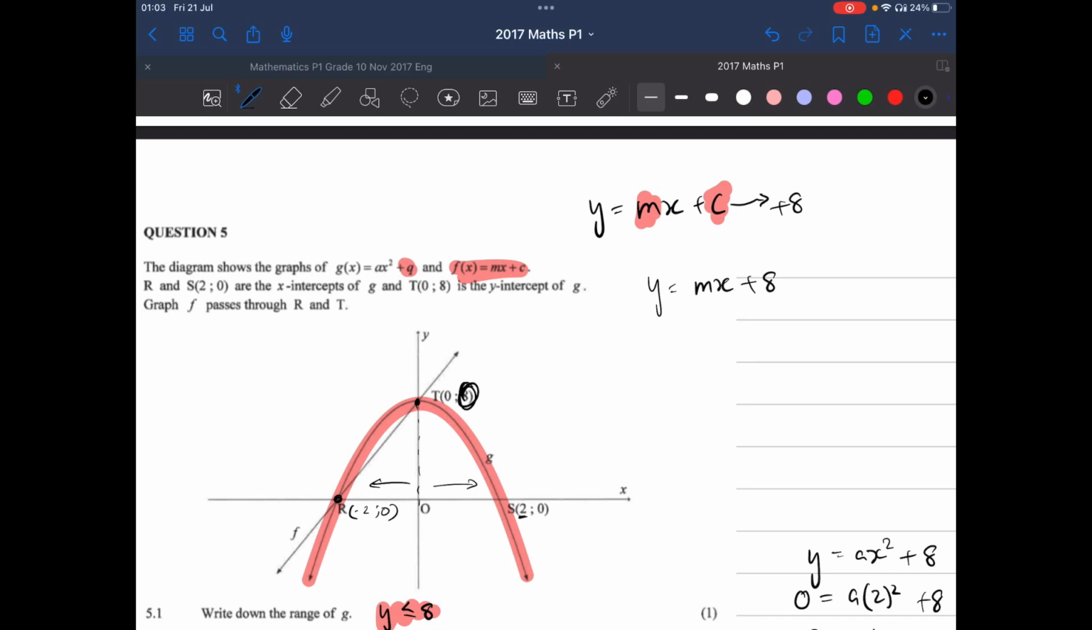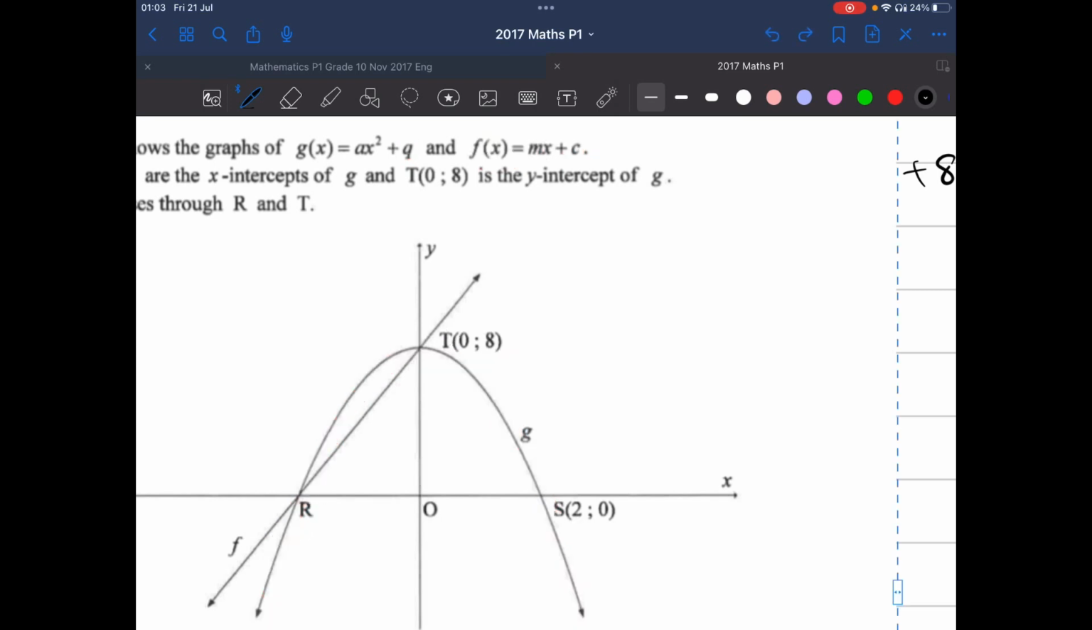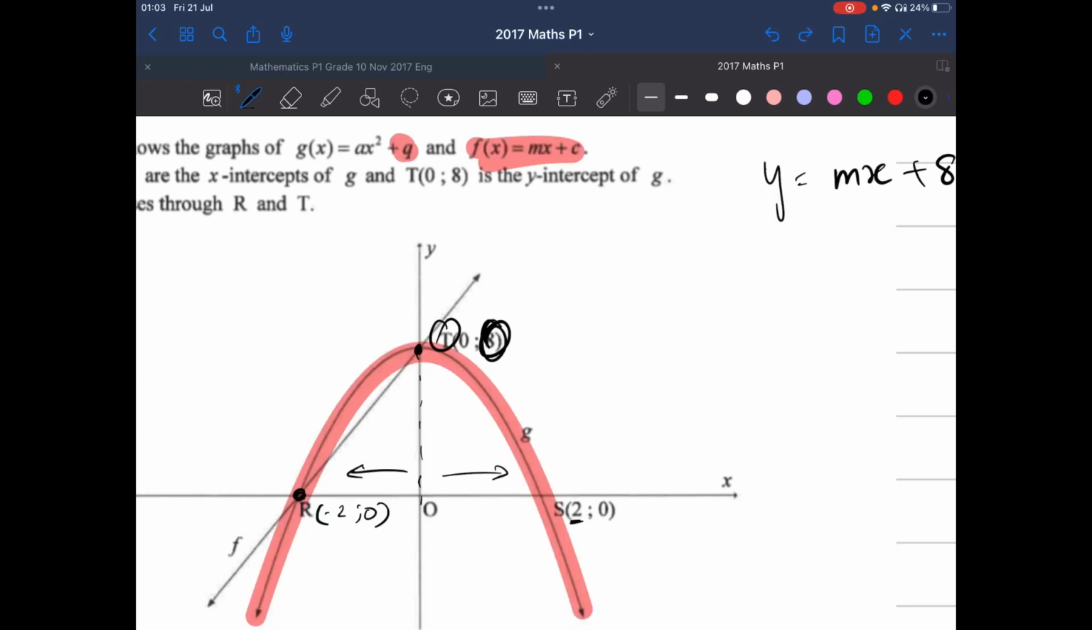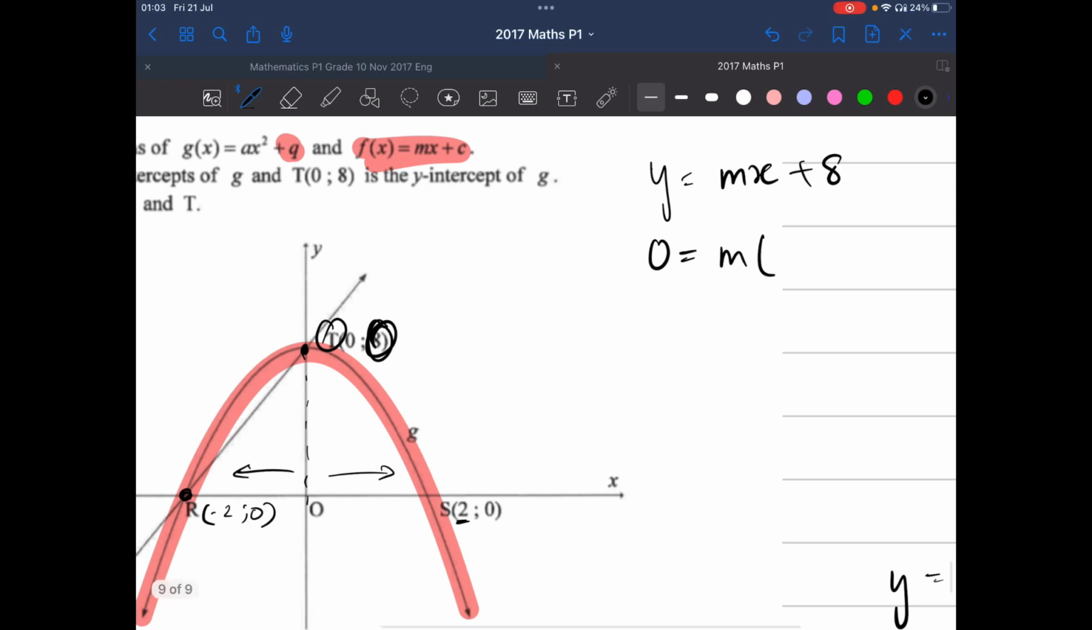Now let's take a point on the graph. Now again we have 2 points. We have this T and we have R. Let's call it R. Okay, so I'm going to do the exact same procedure as earlier. Wherever I see y, I'm going to put in the y value for R. So it's 0. m is what we're solving for. We're looking for the gradient. And then I can put in minus 2 here because that's the x value, plus 8. And then I can get m.